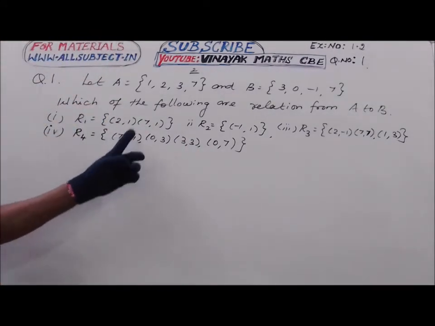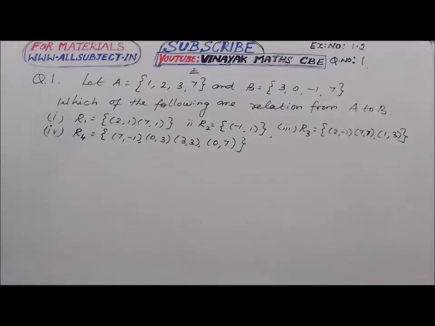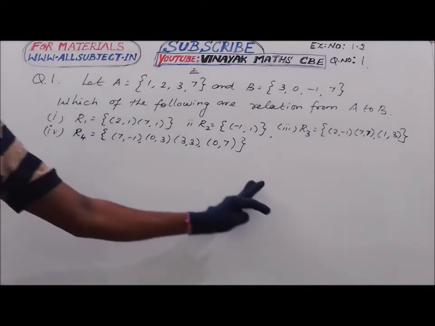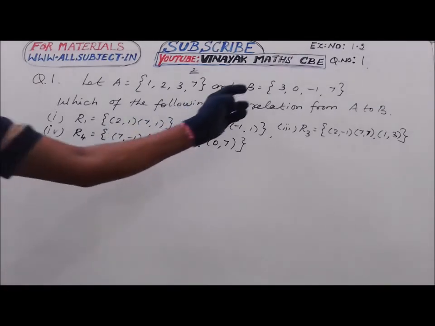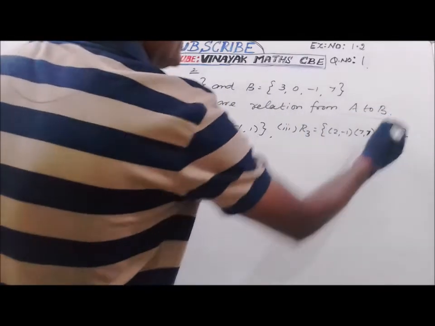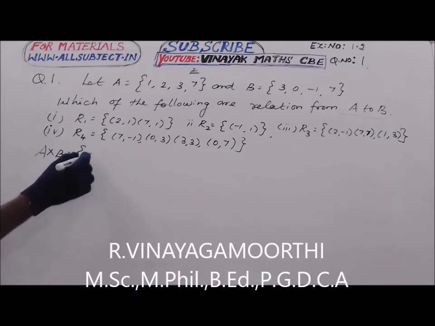They are (7, -1), (0, 3), (3, 3) and (0, 7). And (0, 7) is given. Now, to check which of them are relations, we should find the Cartesian product of A and B. Because a relation is from A to B, we should first calculate A cross B, the Cartesian product of A and B.